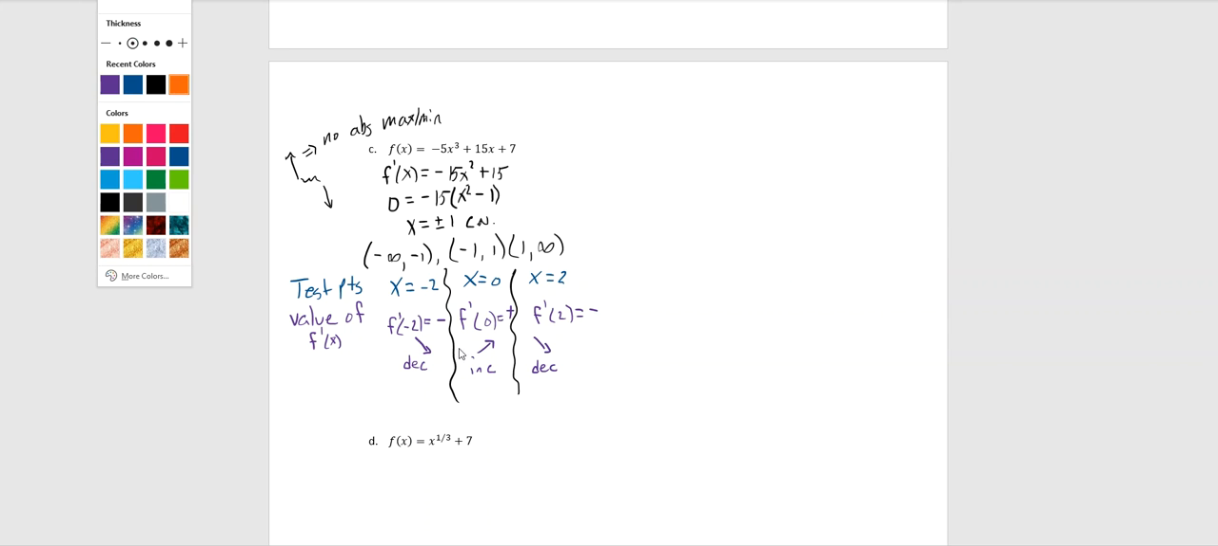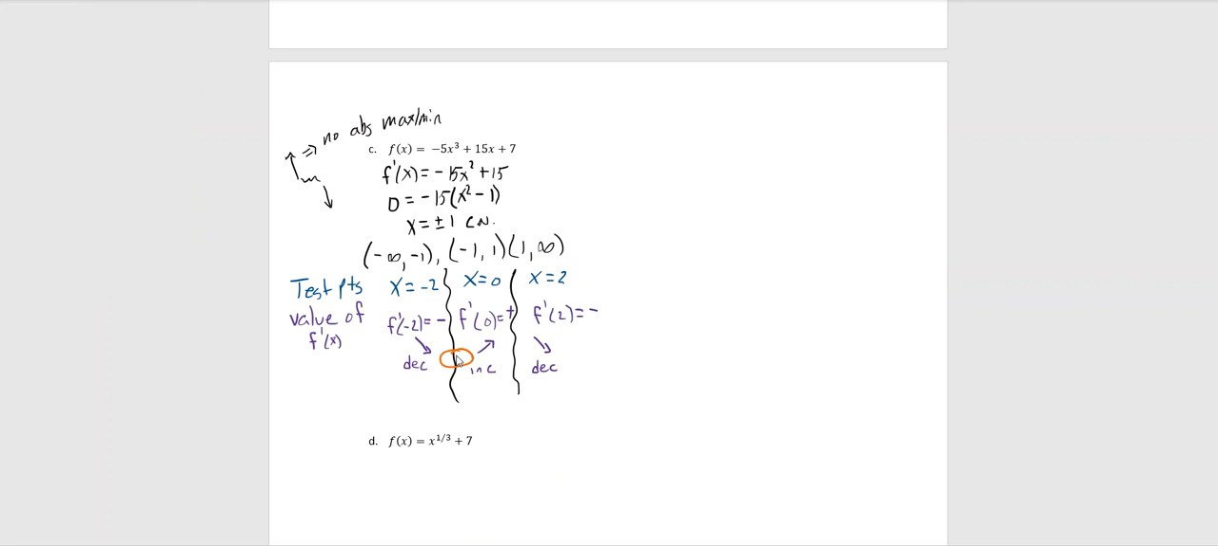So what's going on here? We know by the first derivative test, if it switches from negative to positive, we'll have a minimum. If it switches from positive to negative, we'll have a maximum. We've already determined that there's no absolute, so these must be a relative maximum and minimum. I'm going to separate them here. Relative minimum.